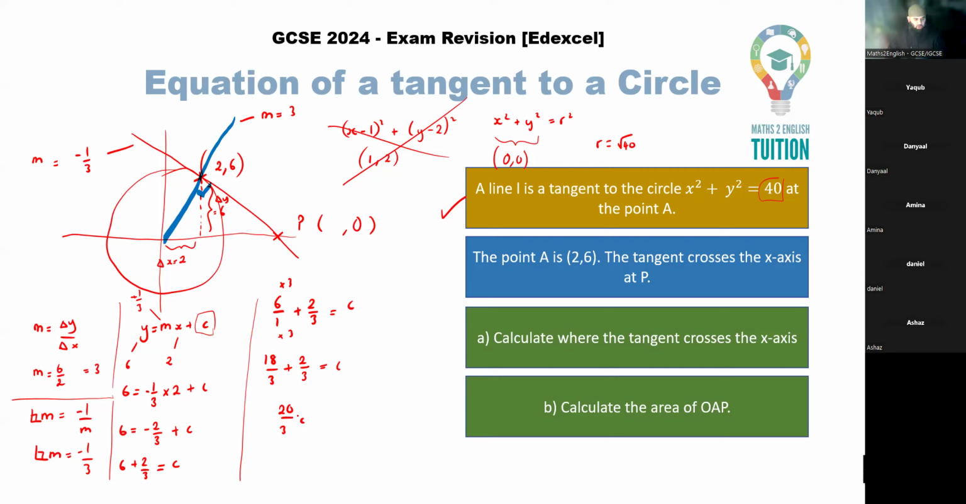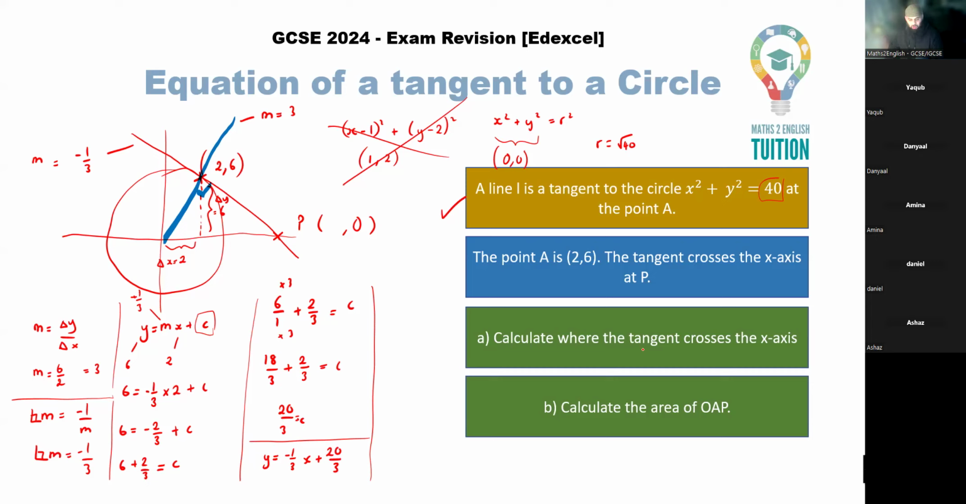And the final answer for c is 20 over 3. So now I got the equation of the line. The equation of the line would be y equals minus 1 over 3 x plus 20 over 3. Now, I haven't even done the question, that's the sad part. That's why it's a grade level 9 question.